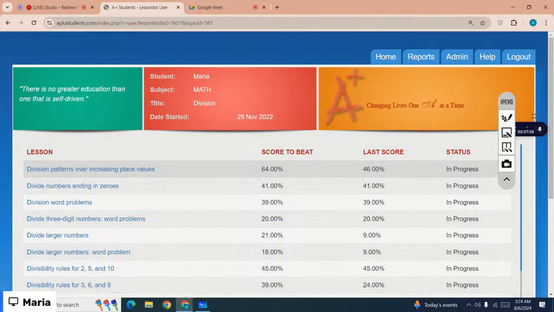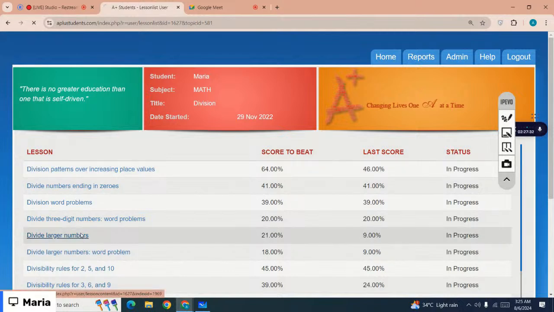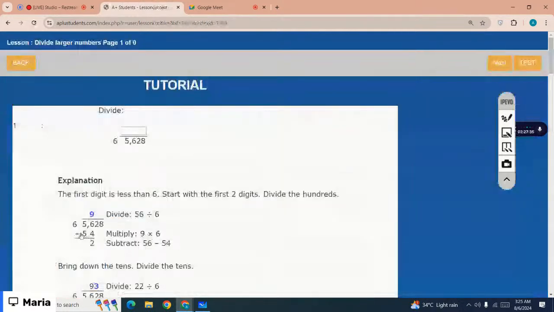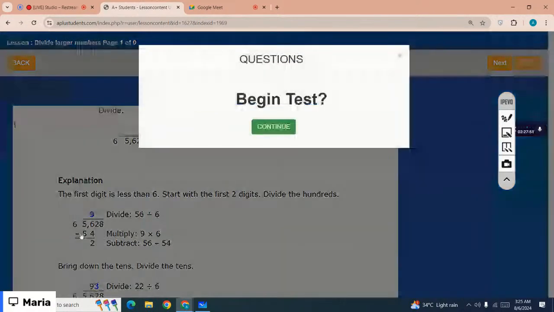The next lesson is divide larger numbers. You can do the problems on your own, right? Let's just start with the next lesson, that is divide larger numbers. So let's start with the first example. Basically, we are going to learn now the long division method, right? So the examples are already solved. Let's just start with the examples.